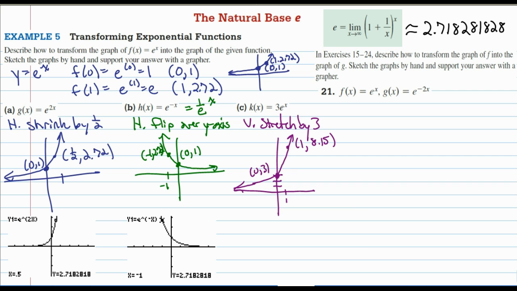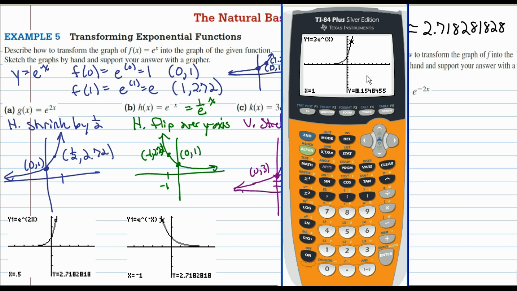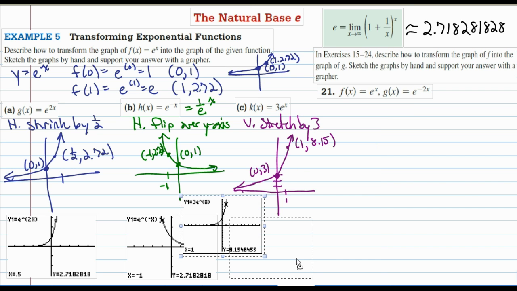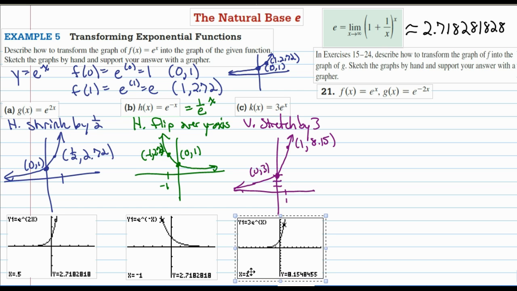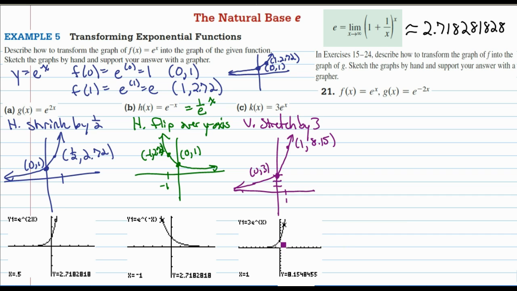So let's graph and see. Yeah, I can see from my calculator that my graph has the point (1, 8.15) in it, as well as the point (0, 3). So my translated graph is sketched correctly.